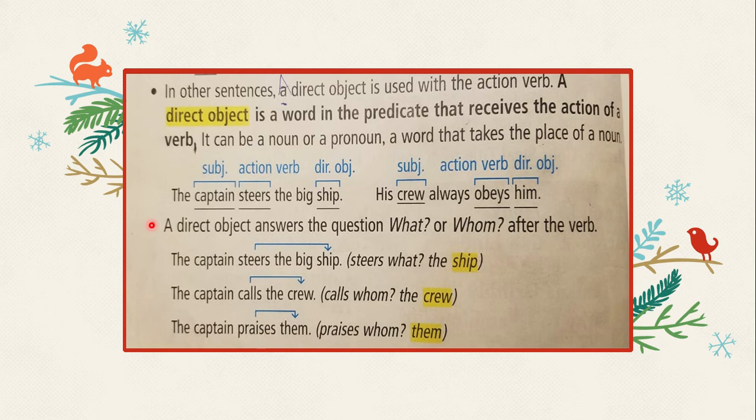The captain steers the big ship. Steers what? Ship, the ship. The captain calls the crew. Calls whom? The crew. The captain praises them. Praises whom? Them. Remember, what is used for things and whom for people. Okay, copy that in your notebook and let's do the next activity.